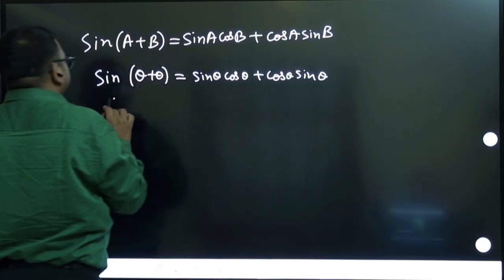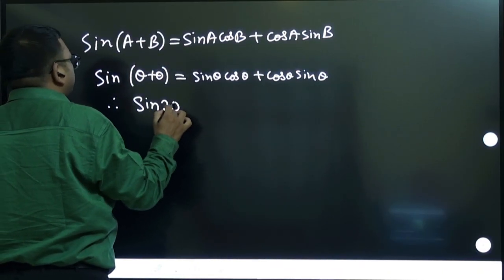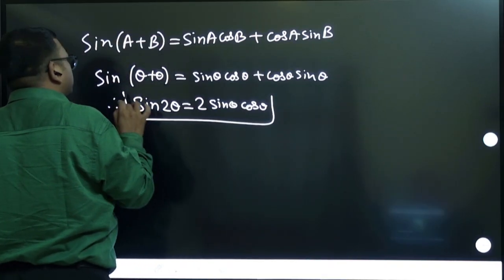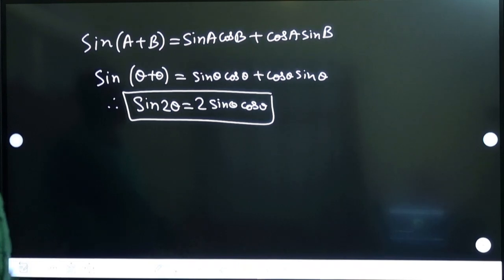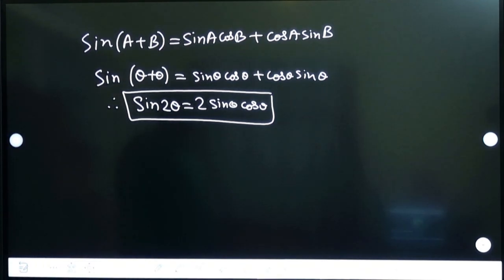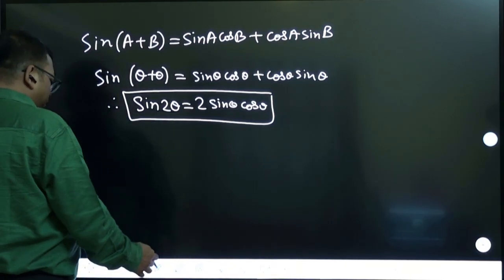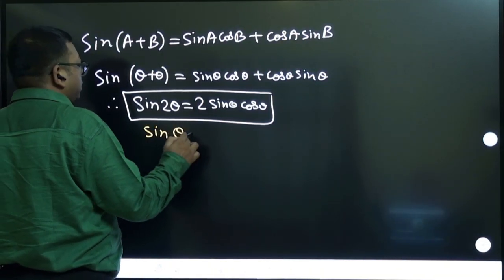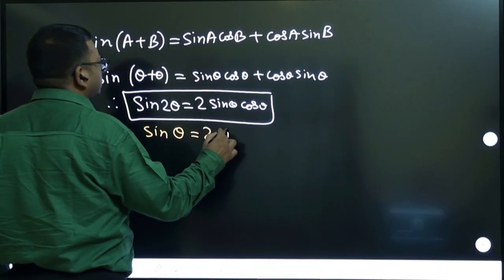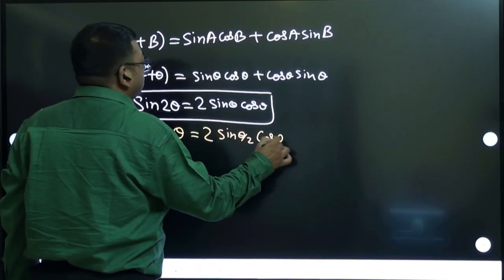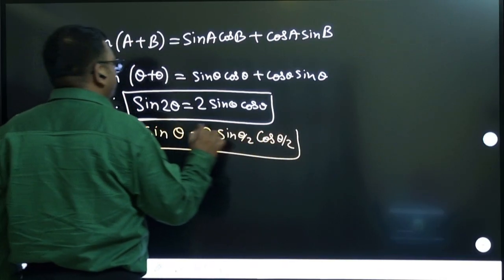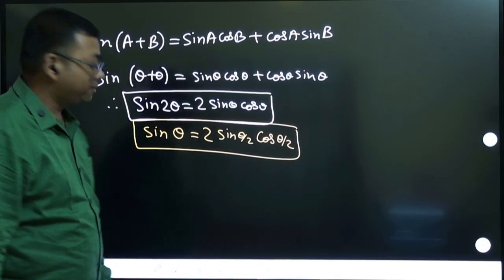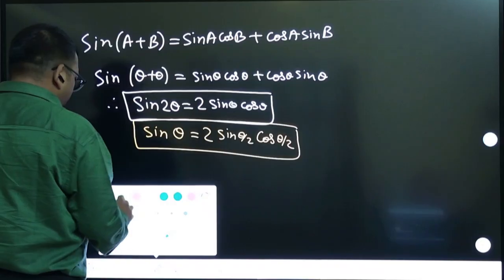That means this formula is going to be very important. Sin 2 theta is 2 sin theta cos theta. This is one of the formulas that for the next 2 years, grade 11, grade 12, they need to keep on using in many places. And if I take theta as half, then it will become 2 sin theta by 2 cos theta by 2. This is double angle, here it's a half angle. That's the important formula.